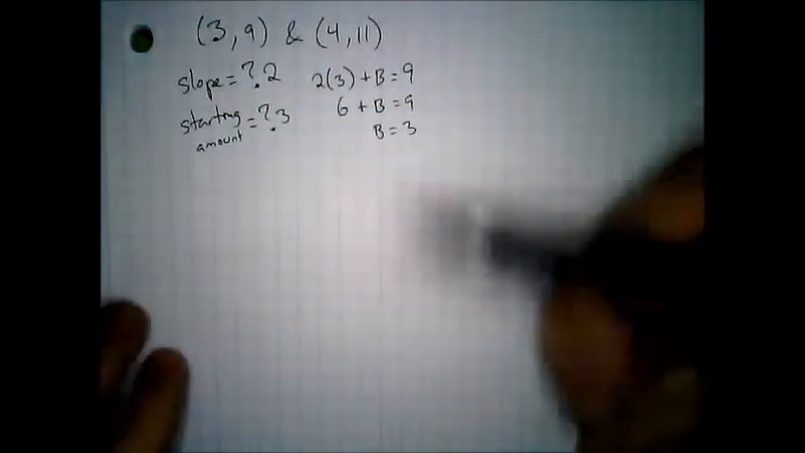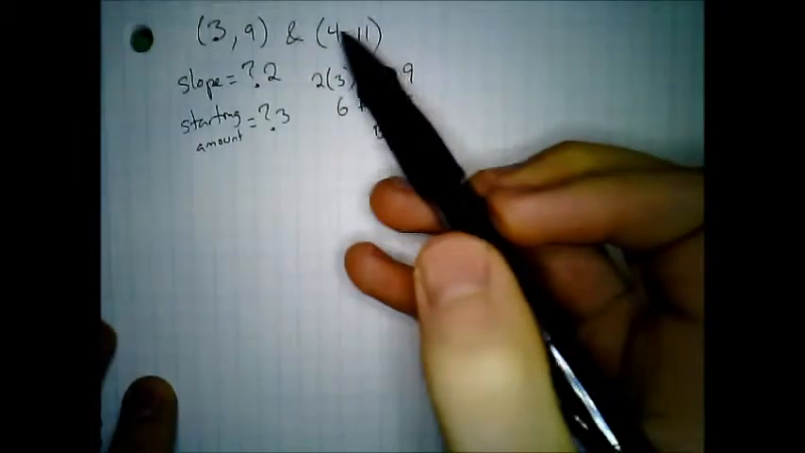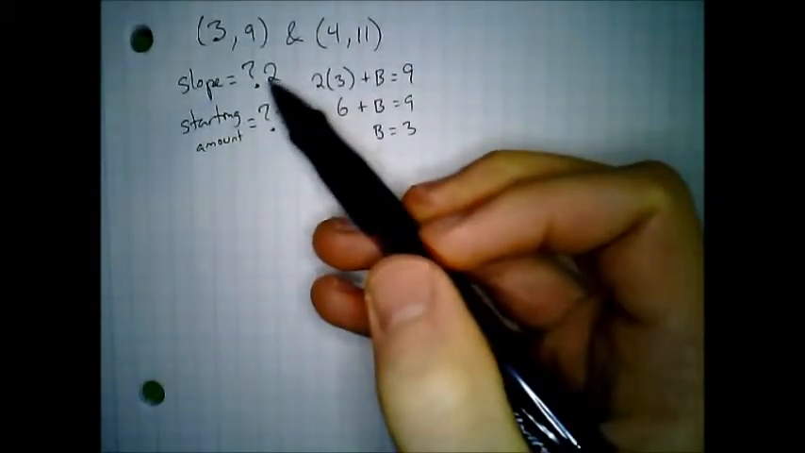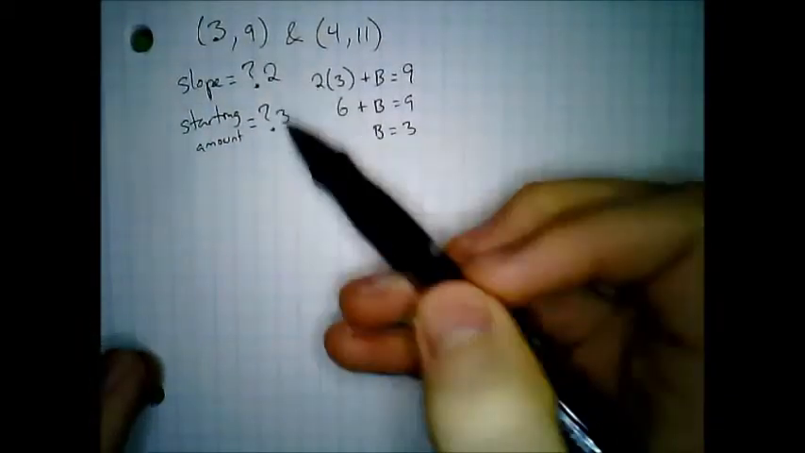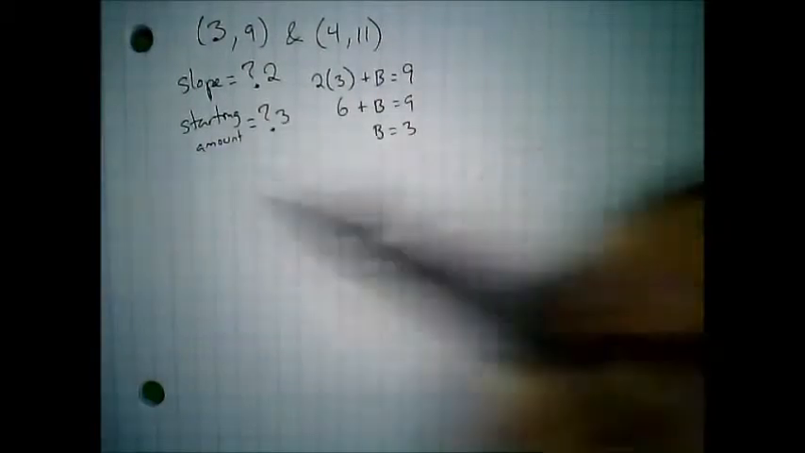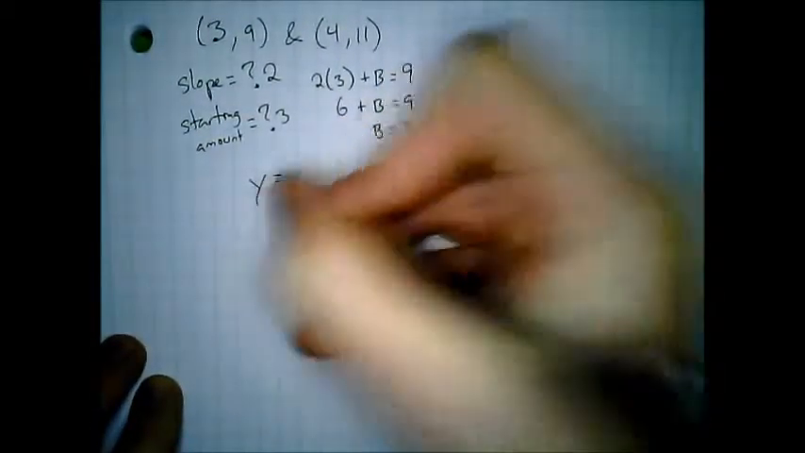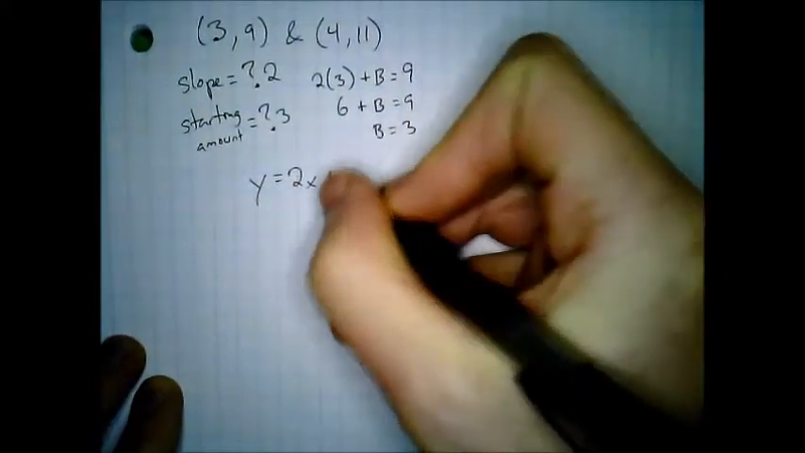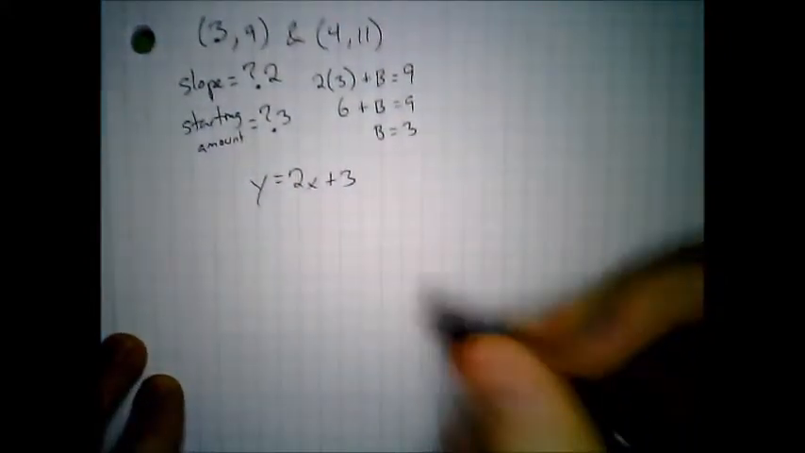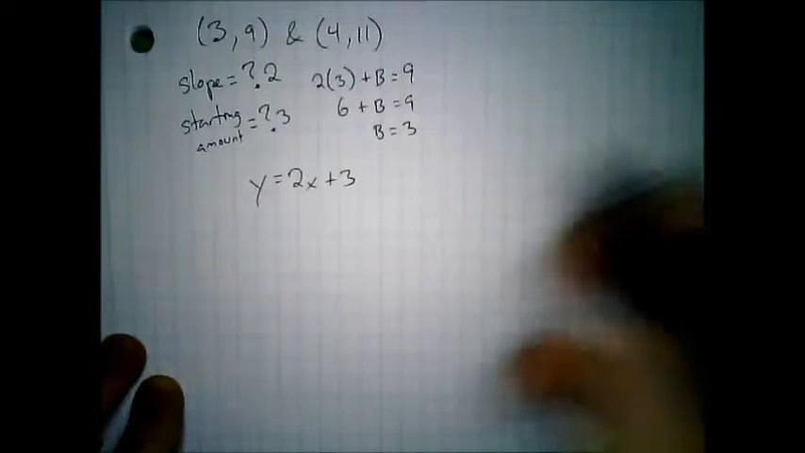I know I worked through this quickly because, again, this is something we know how to do. We know how to find the slope, and then once we have the slope, we know how to use the slope and a point to find the starting amount to write the equation of the line. Writing the equation through 2 points just combines some of the skills we already know how to do. So we have y equals 2x plus 3.